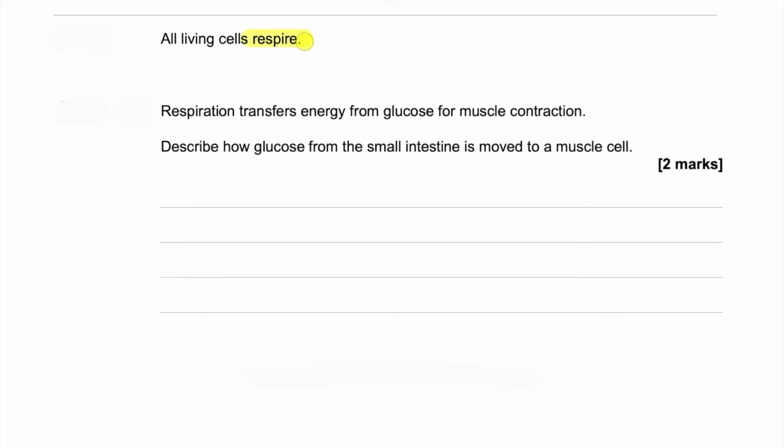All living cells respire. Respiration transfers energy from glucose for muscle contraction. Describe how glucose from the small intestine is moved to a muscle cell. Now it's a 2-mark question, so we have to make 2 clear points. So glucose moves through the body, through the blood, dissolved in blood plasma. But the glucose here starts in the small intestine, so how does it get to the blood?